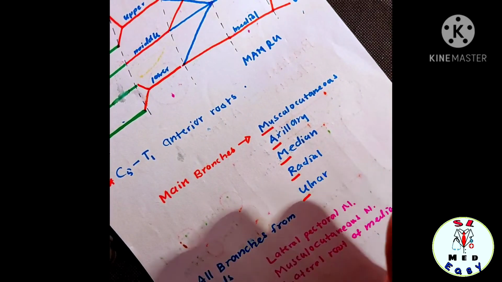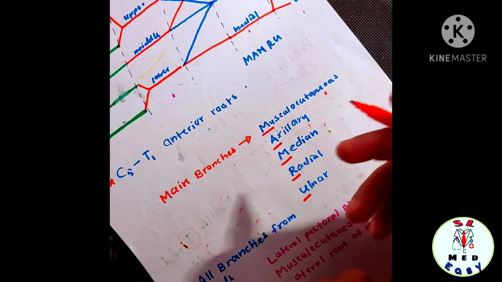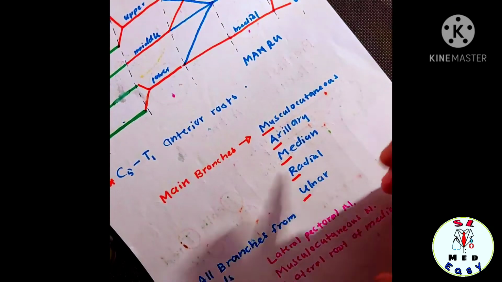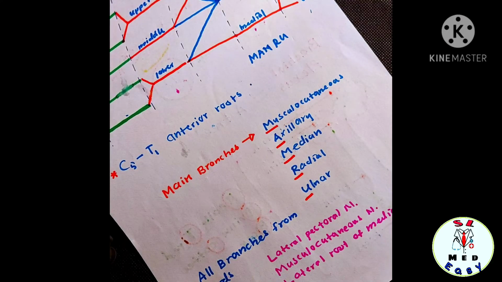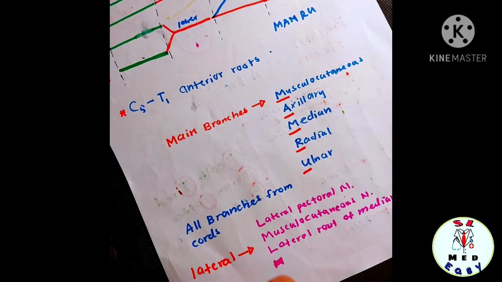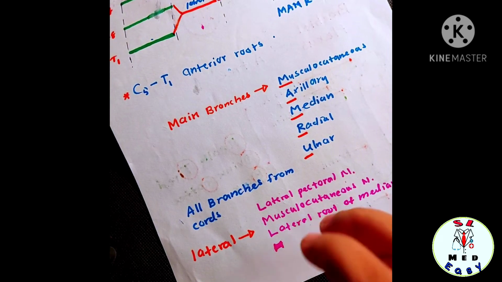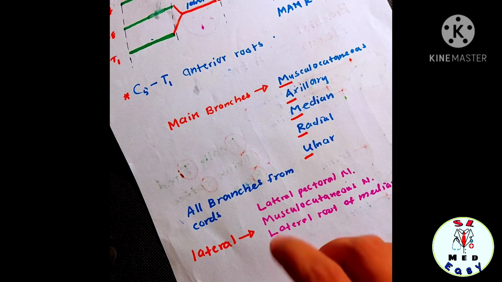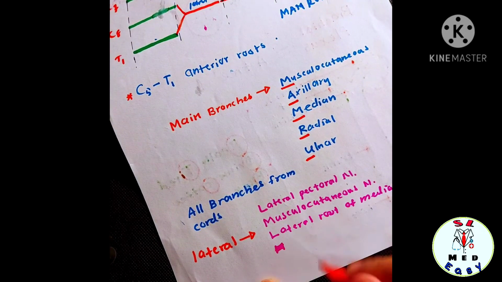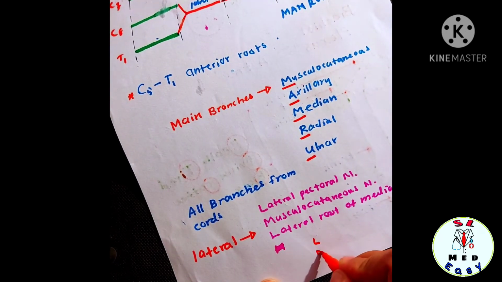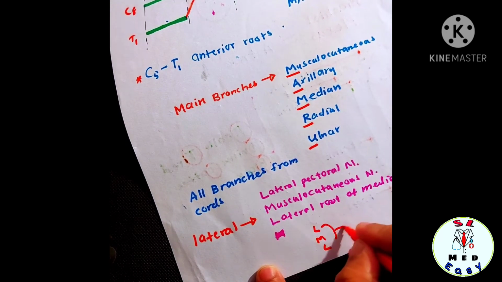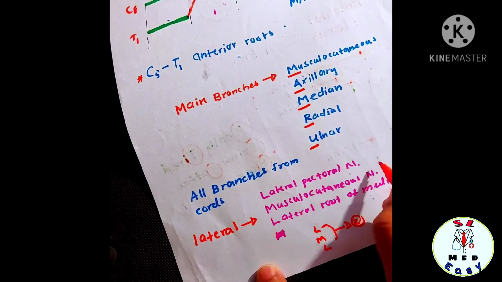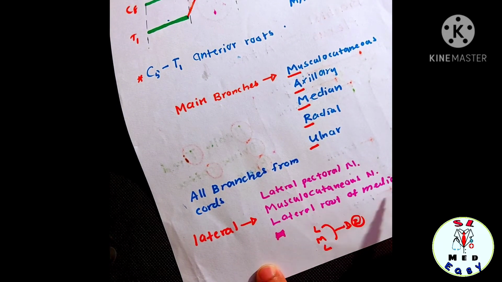So these are the main branches, but the brachial plexus has more branches than these. Okay, right. What are those branches? Let's see, right? From the lateral cord, three branches emerge. We can remember them as L M L, right? There are two L letters. So lateral pectoral nerve, musculocutaneous nerve, and lateral root of the median nerve.